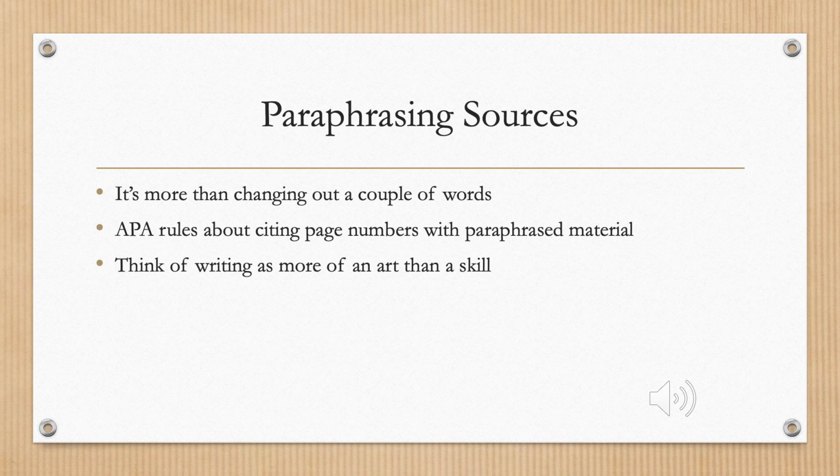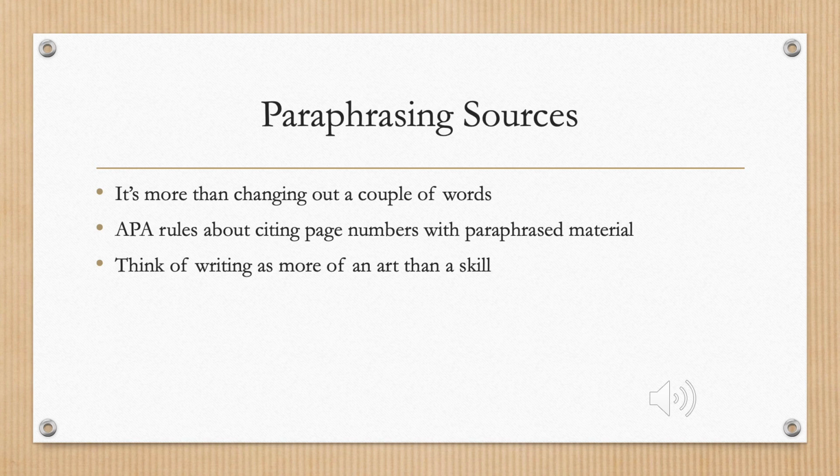So APA doesn't require in the manual that paraphrased material be cited with a page number. It does need to be cited, so you still have to say the author and the year. But since it's not a direct quote, there may or may not be a corresponding page number where that material comes from. Like you might have gotten it in a whole chapter or something like that. So APA gives you a little flexibility there.